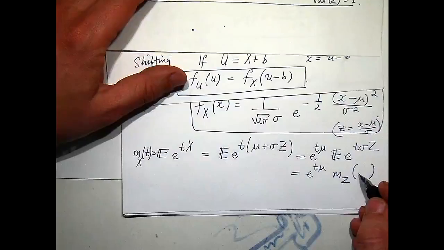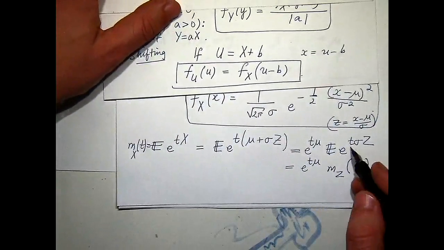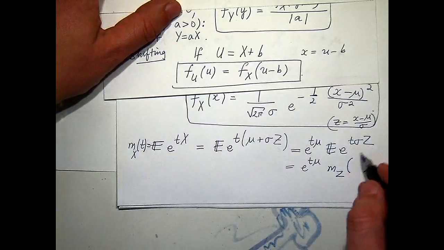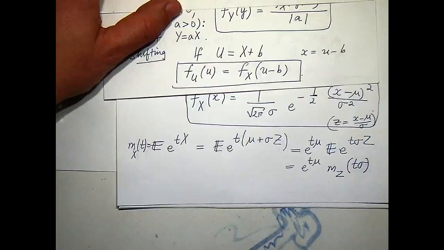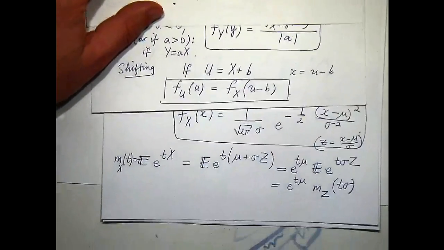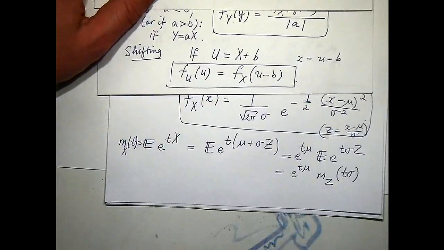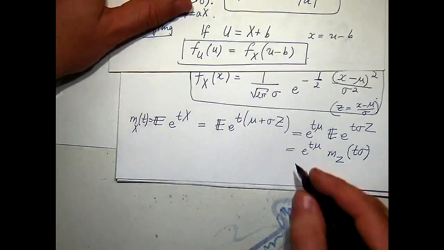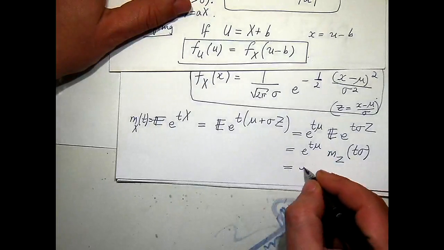So if we go back, what do I substitute? Instead of M_Z of t, it would be expected e to the tz. So this is M_Z of t sigma. So you see, it's just a matter of substitution. You can save yourself effort, you don't have to restrict the MGF to when the letter is t. You can do it for any substitution you like.